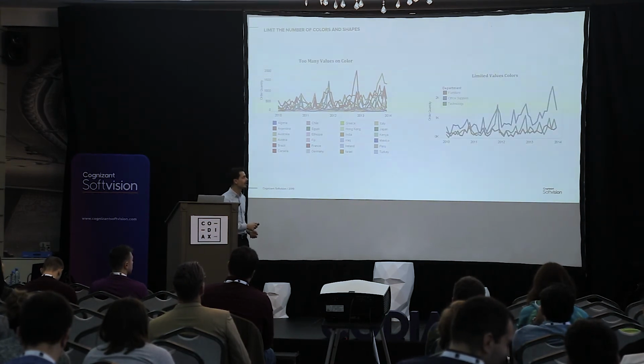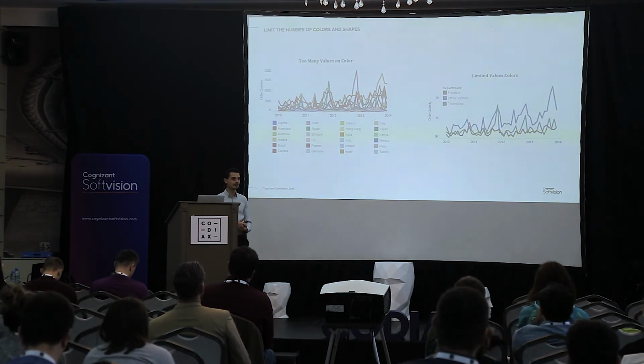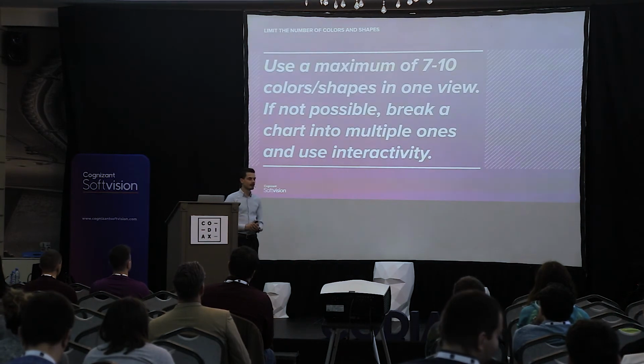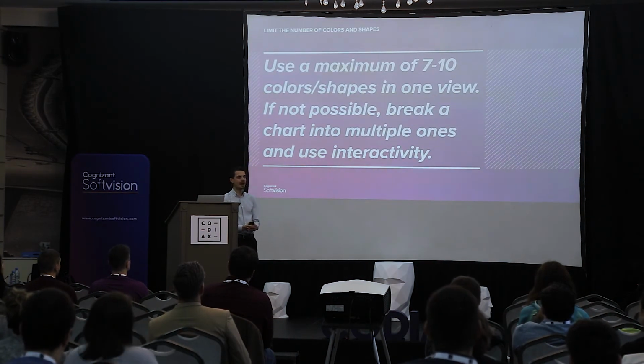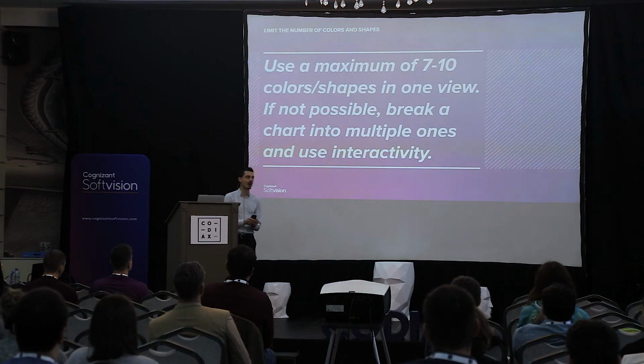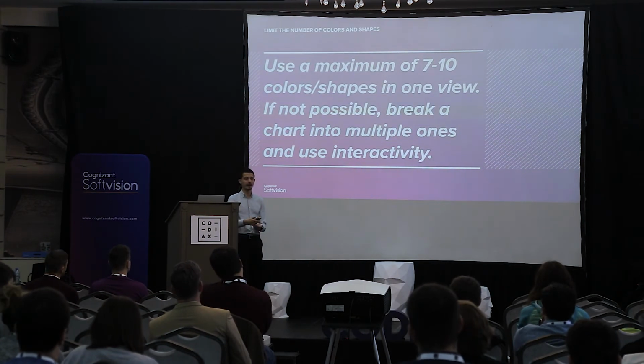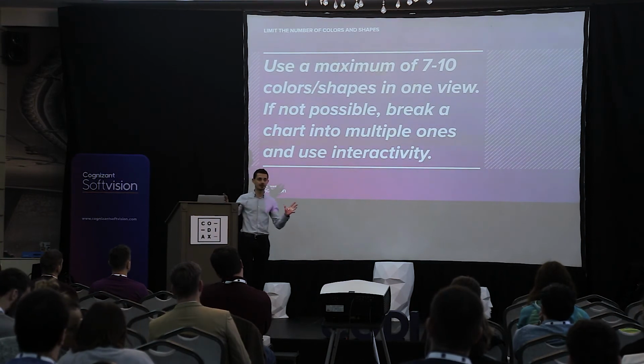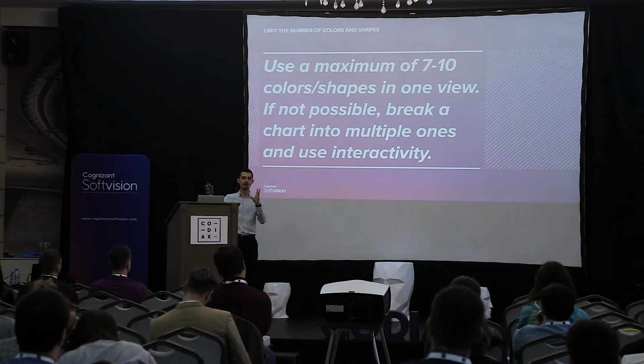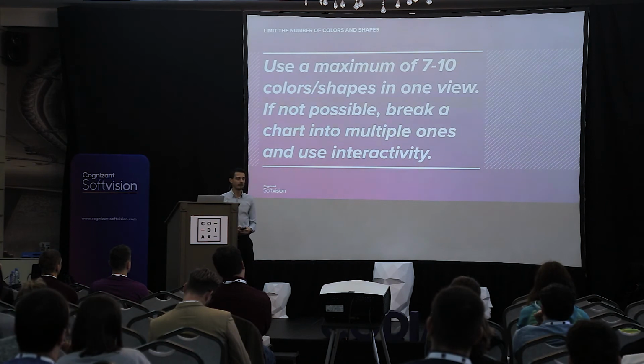So this might make sense, this one doesn't. The rule here is to use a maximum of 7 to 10 colors or shapes in one view. If not possible, break those into separate charts, and use interactivity to filter between them.